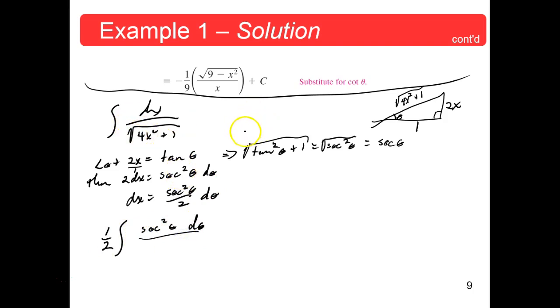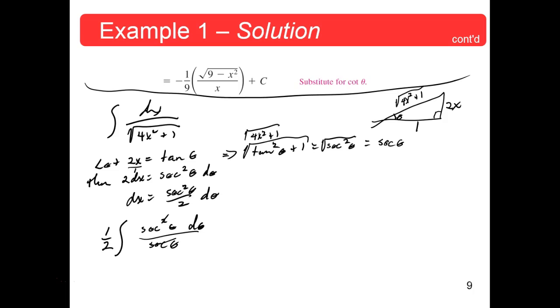I should have done that. This is our square root of 4x squared plus 1. That was secant theta. Right? Well, secant theta and secant squared theta. Secant theta times. Does anyone remember what the integral of secant theta was? That was one of those kind of weird ones.